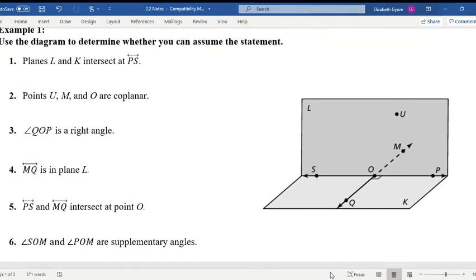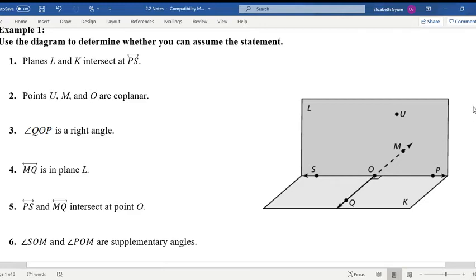So first thing, it's important to recognize what we're looking at. We have a vertical plane here, a horizontal plane here. They're intersecting along this line. And then we have this line here that's kind of like coming towards us, right? As it goes to Q, it's coming towards us. And then as it approaches M, it's going back behind that other plane.